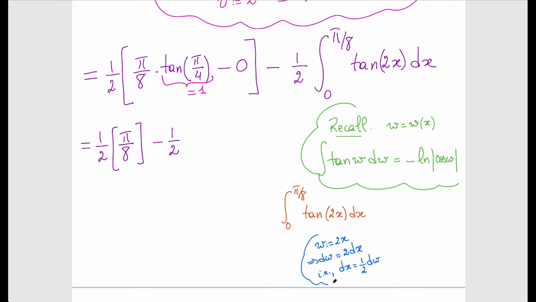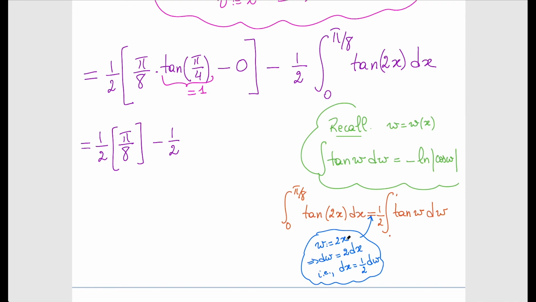Okay, I'm doing u substitution again. Let's call it w substitution here. And this is equal to the definite integral. We have to determine the bounds. Tangent of w dx. dx is half dw, so half dw. And then the bounds, right? The lower bound goes to the lower bound.